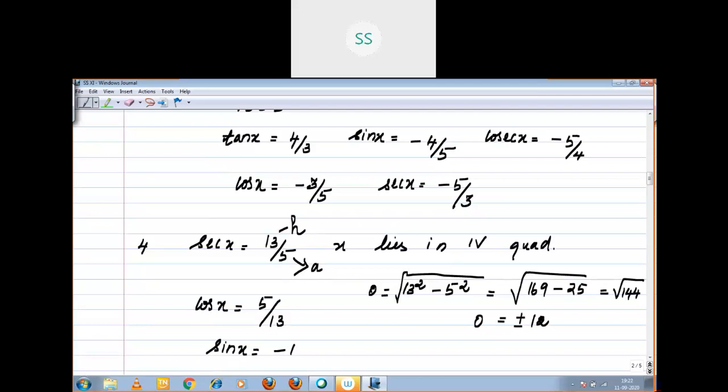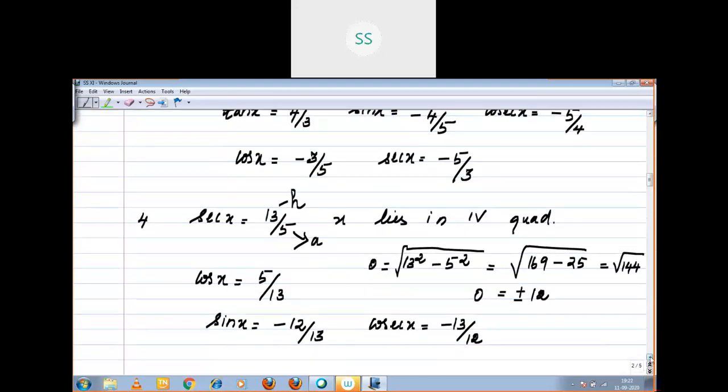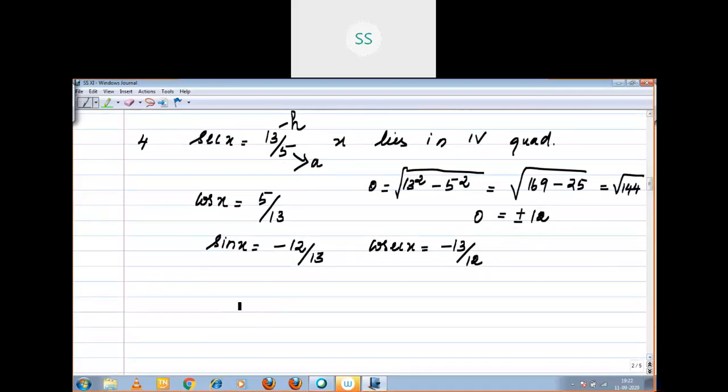Sin x equal to minus 12 by 13. Cosecant x, you should write it as a reciprocal. Cosecant x equal to minus 13 by 12. Next, what is your tan? Tan x equal to opposite by adjacent, minus 12 by 5. Cot x equal to minus 5 by 12.